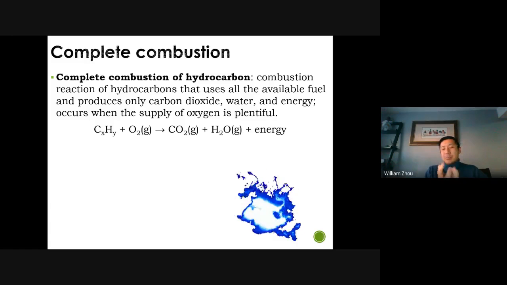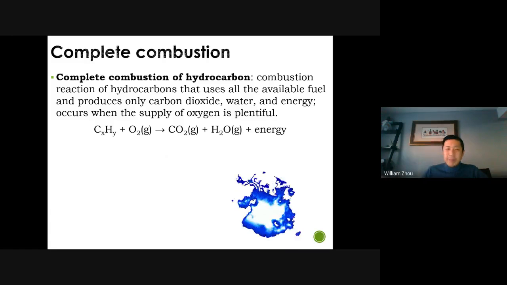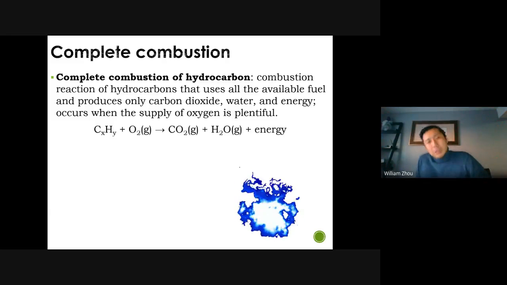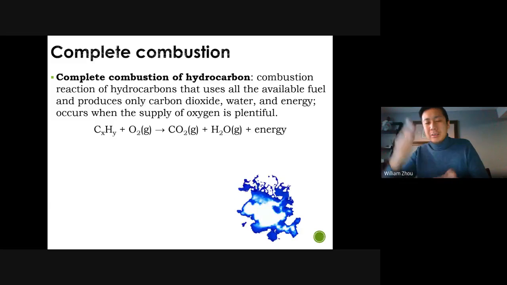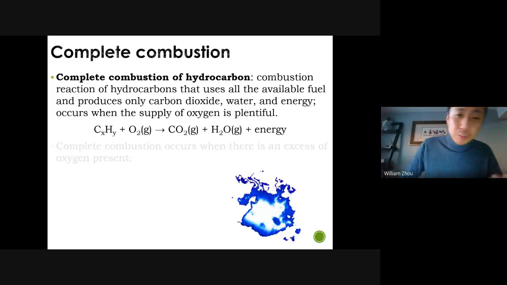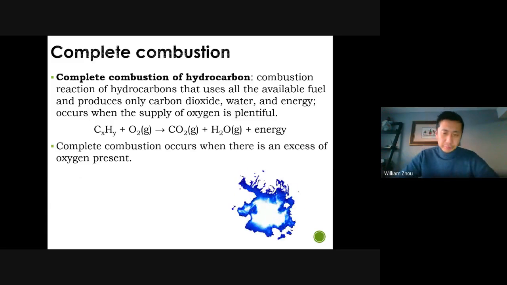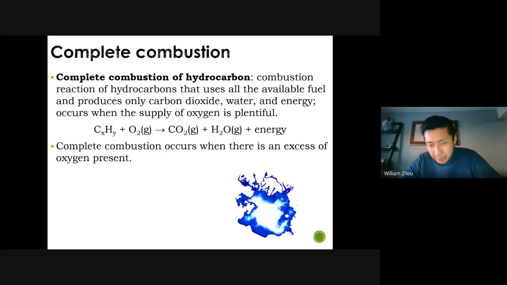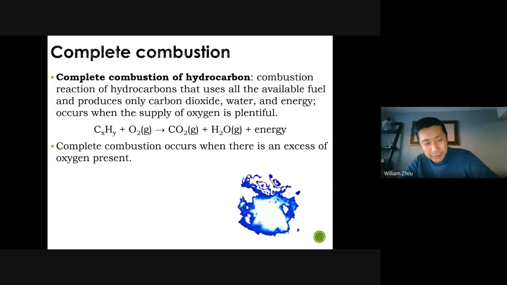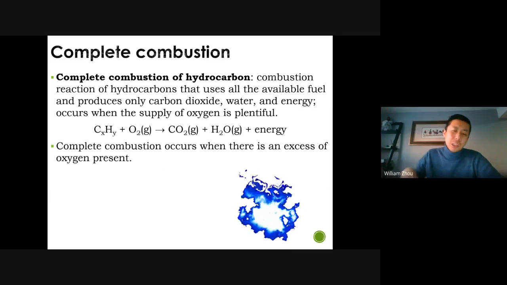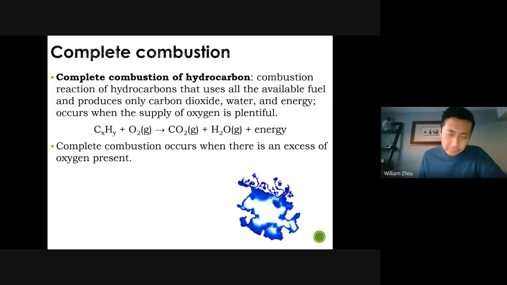You take something that is made up of carbon and hydrogen, you light it on fire using oxygen. What do you get? You get carbon dioxide, you get water, and you release energy. You need to know this equation. You need to know the reactants. You need to know the products, carbon dioxide, water, and energy. That's always true for complete combustion. You will only get complete combustion, however, if you have excess oxygen. If you don't have enough oxygen, complete combustion won't occur. Instead, you would have incomplete combustion.